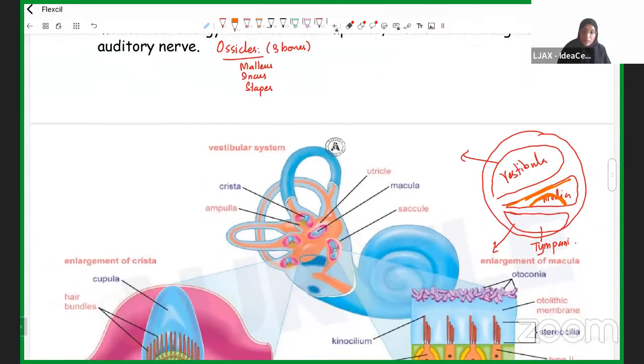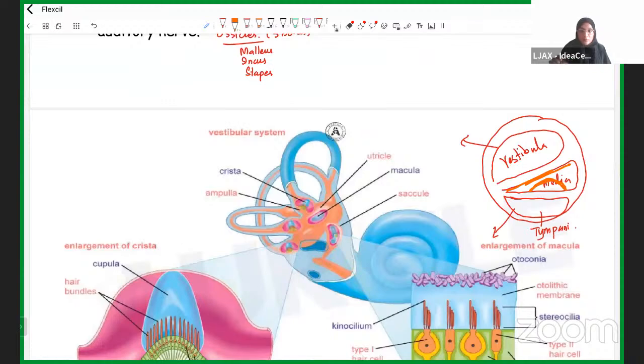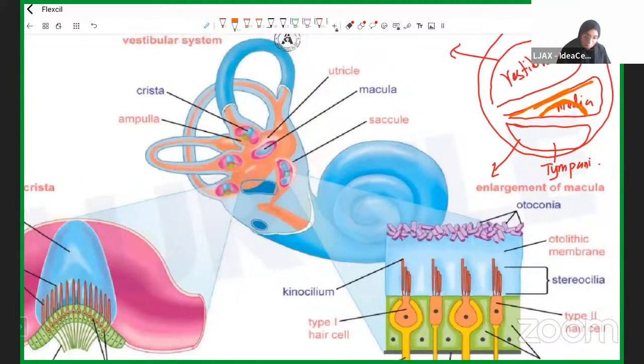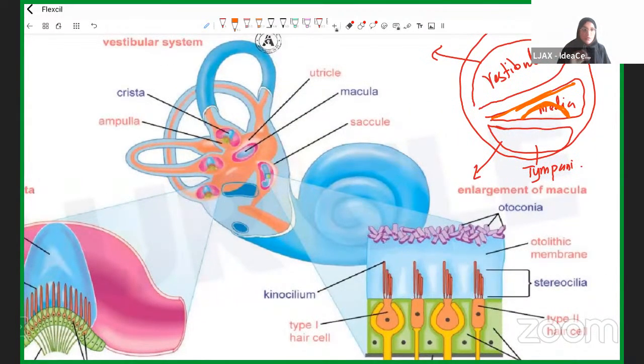Now, the cochlea is located in the inner part of the ear. The ear is divided into 3 parts: outer, middle, and inner. In the middle part, you have the tympanic membrane and the ossicles, the 3 bones, and the cochlea comes in the inner part of the ear. Now let's zoom in on the cochlea. We have understood that the cochlea is around 35 millimeters long, with 2 and three-quarter turns.